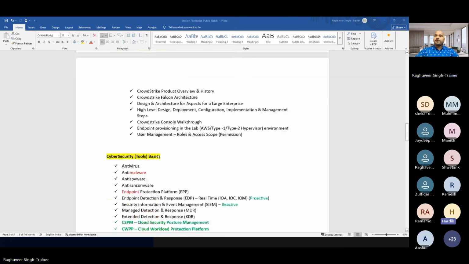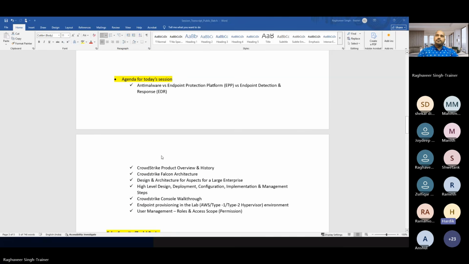Okay. Sure. Another thing, about the point number 4, design architecture aspects of the large enterprise. After that, if we can talk about some migration part, like if there is already some antivirus or some XDR platform already there, and the customer wants to move to CrowdStrike. So in that scenario, what all needs to be taken into consideration?